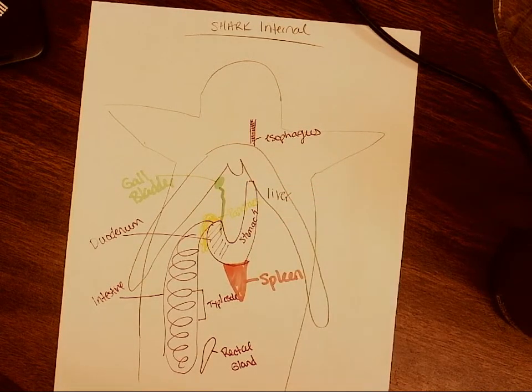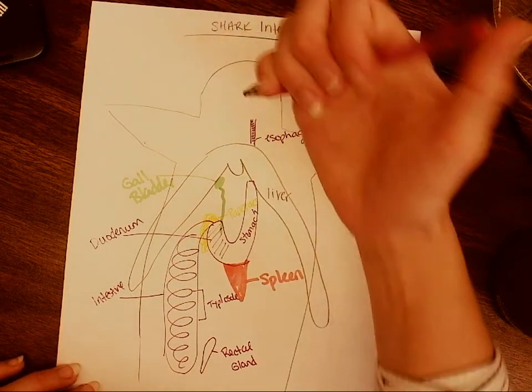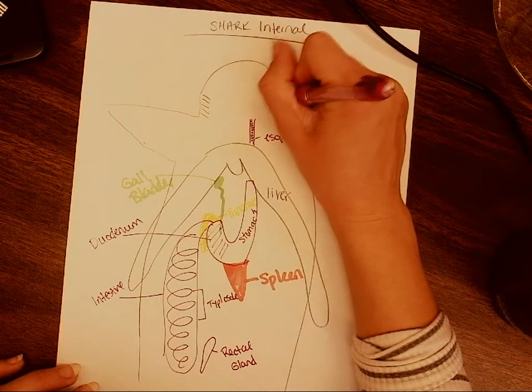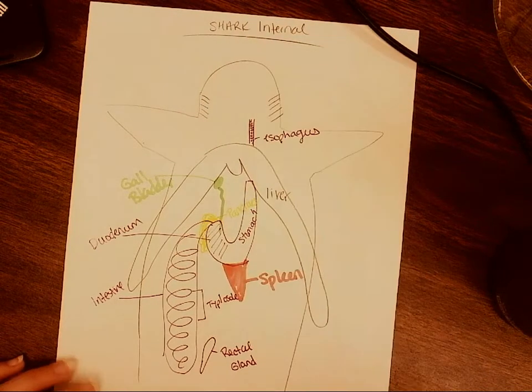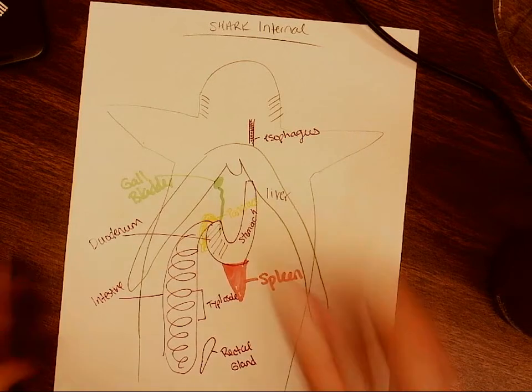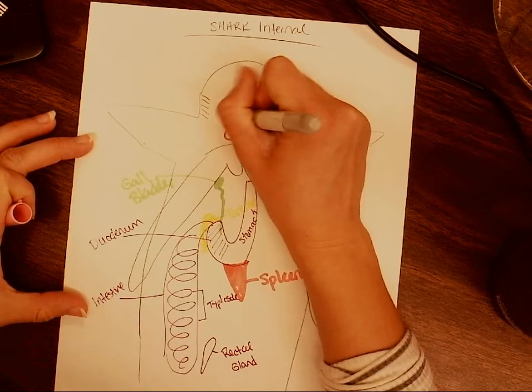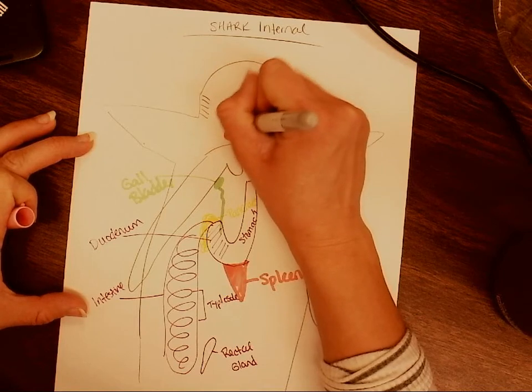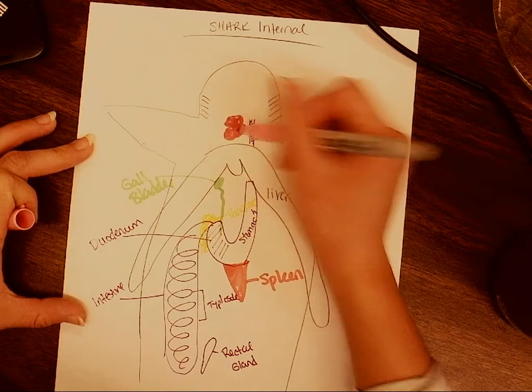Let's go ahead and put some gill slits up here. And again, we're going to have 5. Above this, we can go ahead and draw our 2-chambered heart. That's going to be used to pump the blood throughout the shark. It's going to be just sitting above the liver.